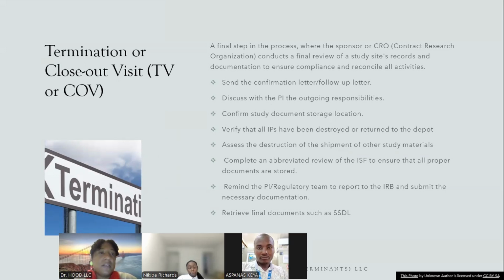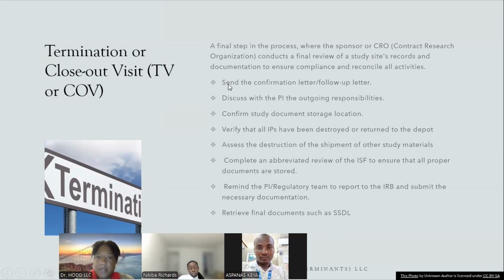If the subjects have been done for a while now, and the protocol has allowed the site to either destroy or ship IP back to the vendor, make sure it's okay to go ahead and do that. Any task that you can complete before the closeout visit will better serve you.